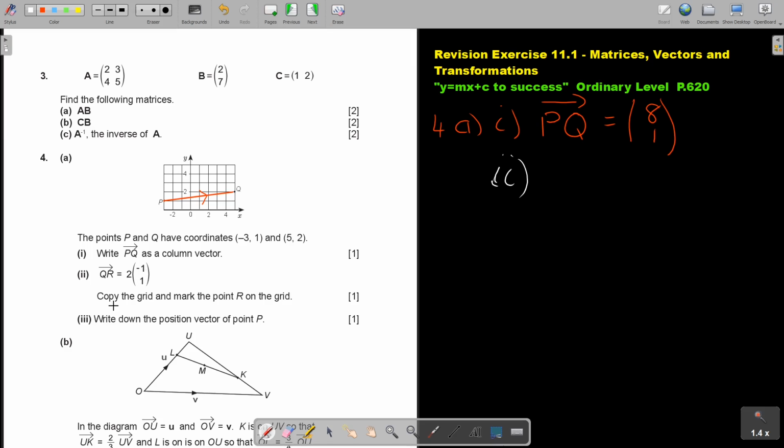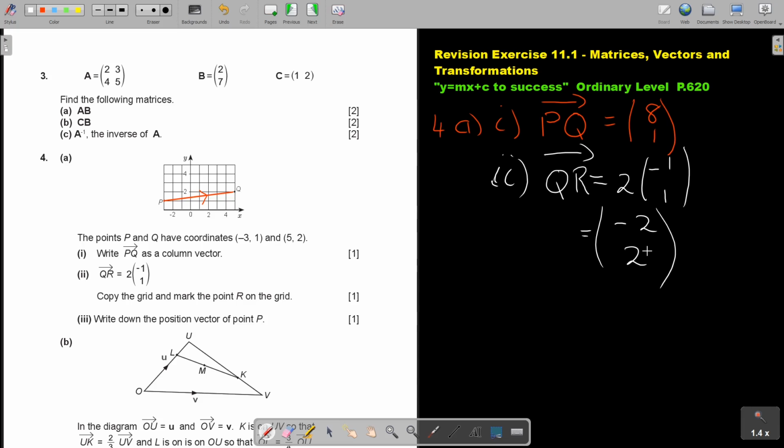Okay, and then the second one, QR, and I'm asking you to copy the grid and mark the point R. So you just first have to multiply it. You are just going to say QR is equal to 2, times -1 and 1, and that's going to be -2 and 2. Do you see? But you must start at Q. You must start at Q.